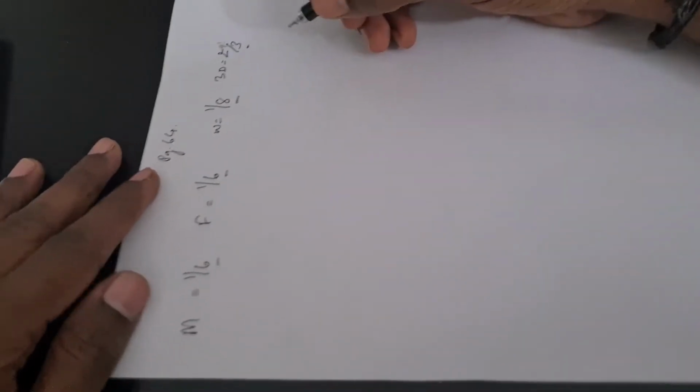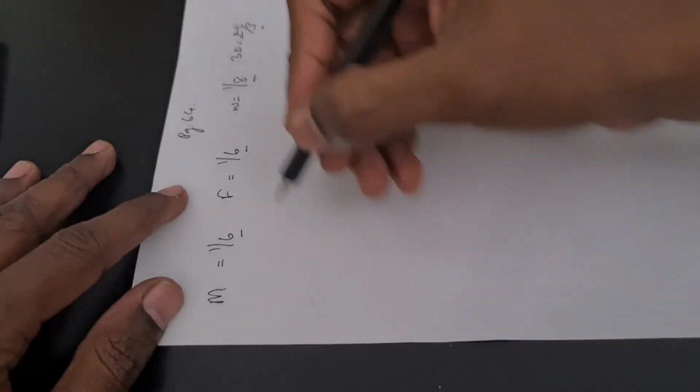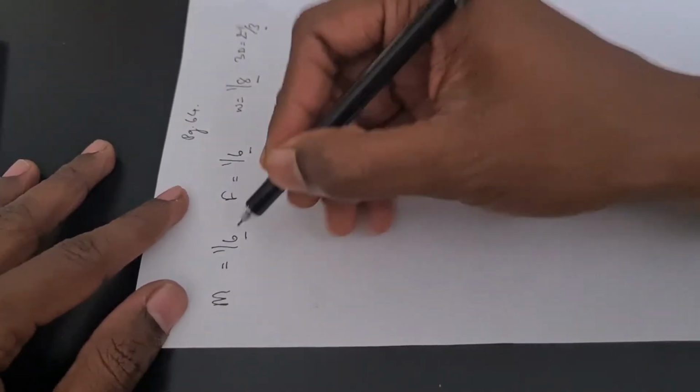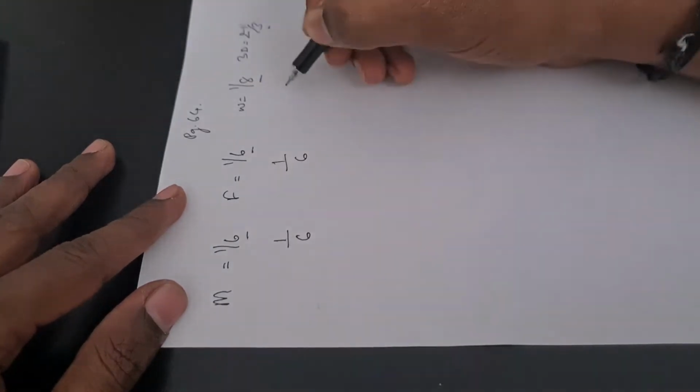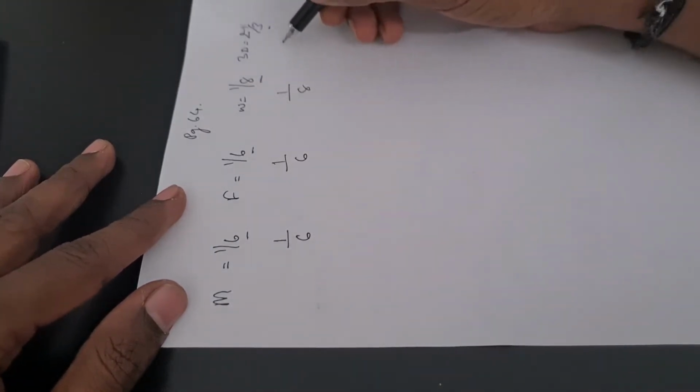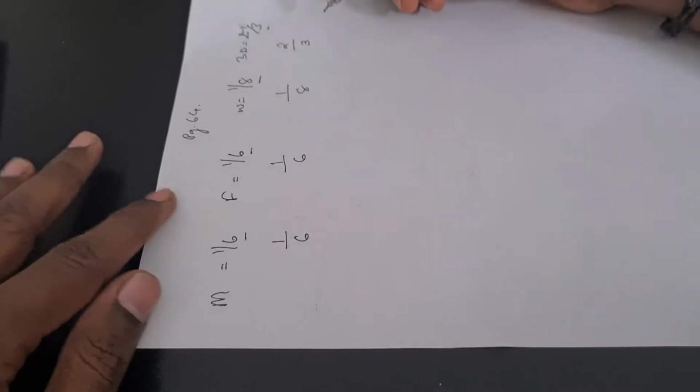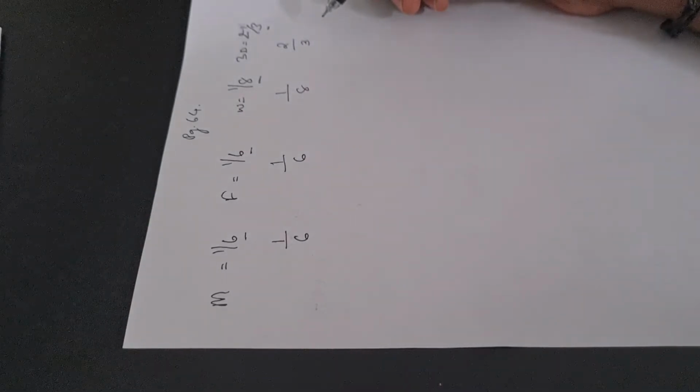So how do you do the least common factor? As I told you, the denominators, I'm going to rewrite: 1 by 6, 1 by 6, 1 by 8 and 2 by 3. So this is the denominator, right? This is what we found.